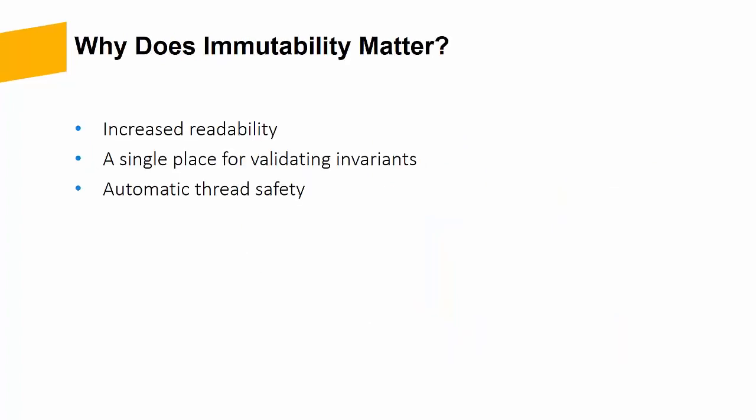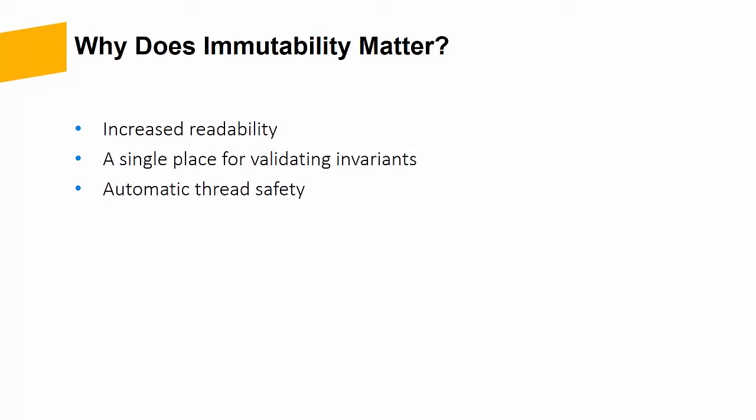All right, so why immutability matters? We discussed the first point, it increases readability of the code. The second point is that you have a single place for validating invariants. So when you create a data structure, a class for example, you need to validate the data that comprises that class only once in its constructor. After you do that, you can be sure that the instance of that class resides in a valid state because it cannot be changed after that.